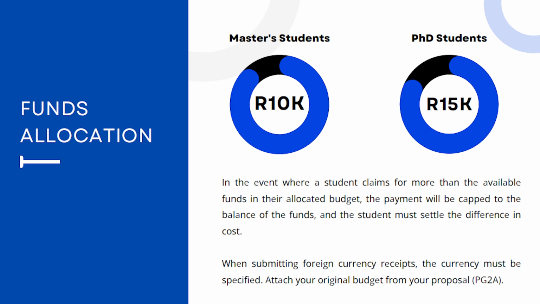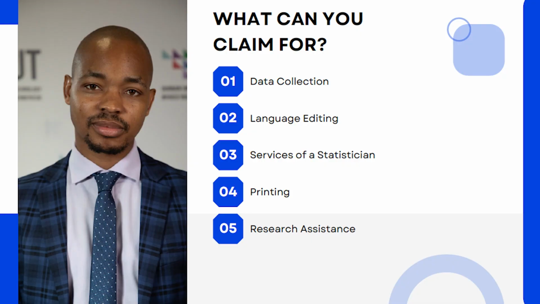Firstly, the master's student is allocated a budget of 10,000 to assist with their research, and the PhD student is allocated a 15,000 budget. For claiming purposes, we allow students to claim for data collection, data editing, statisticians, printing, and research assistants. So it's only those 5 items that you can claim for.